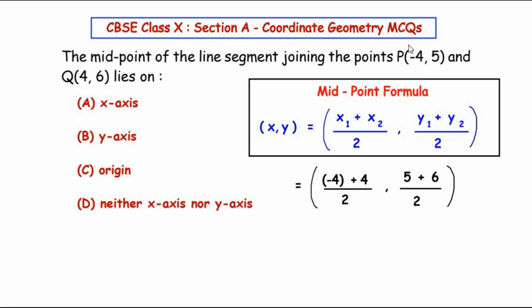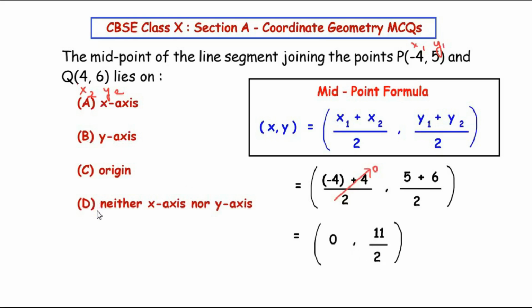Now here we can consider the coordinates of P as x1 and y1 and the coordinates of Q as x2 and y2. So we have to just plug in the values of x1, y1, x2, y2 in this formula. So here we have written (-4 + 4)/2, (5 + 6)/2. Now here -4 plus 4 will add up to give us 0. So we get 0 over 2, so this will go down to 0. And the y coordinate is going to be 5 plus 6, which is 11. So 11 over 2. So here we have written the coordinates of the midpoint are (0, 11/2).